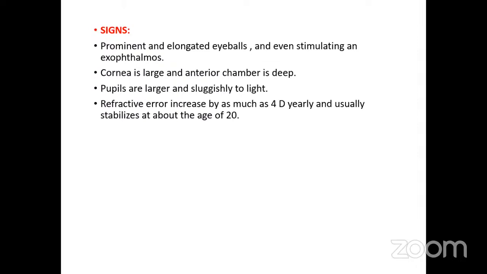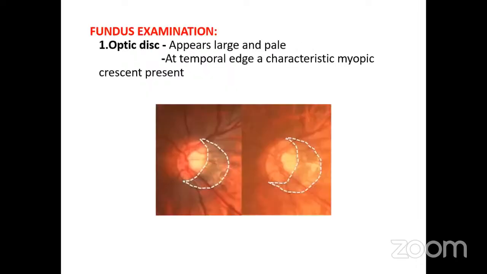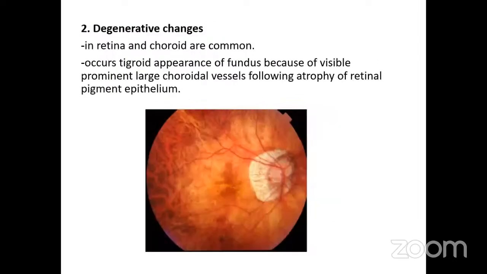Then signs: elongated eyeball is there, cornea is large, and anterior chamber is deep, pupils are larger, sluggishly reactive to light, and the refractive error increases by as much as 4 diopters yearly and usually stabilizes at the age of 20 years. Then fundus examination: optic disc appears large and pale, and at the temporal edge, a characteristic myopic crescent is seen. Then degenerative changes occur in retina and choroid. Here, tigroid appearance of fundus occurs because of prominently visible choroidal vessels following the atrophy of retinal pigment epithelium.